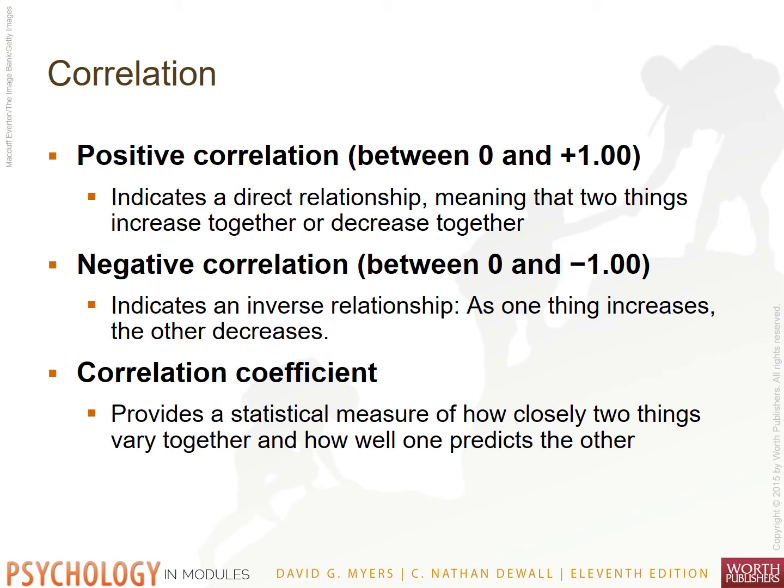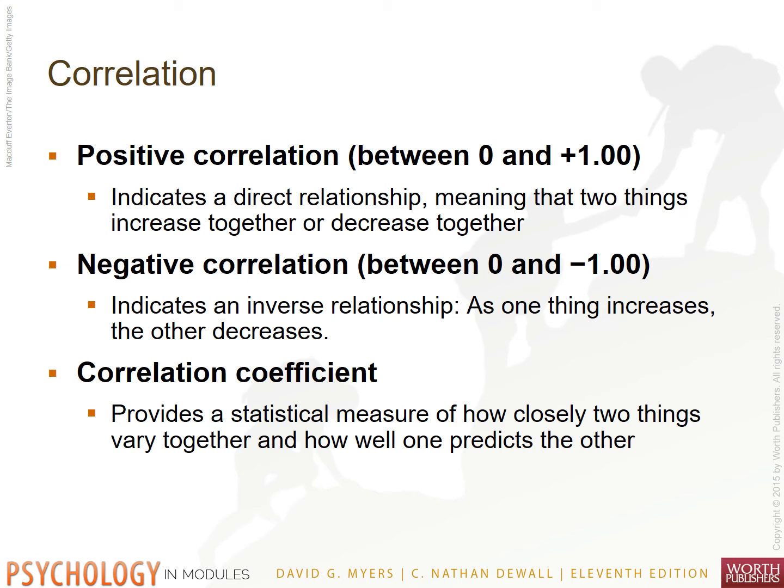An example of a positive correlation would be the correlation between height and shoe size. So as height increases, shoe size increases. They go together in a positive direction. That's a positive correlation. They both go in the same direction. Now, the closer that correlation is to positive 1, the stronger that positive correlation is. And the closer the correlation is to 0, the weaker the positive correlation is.